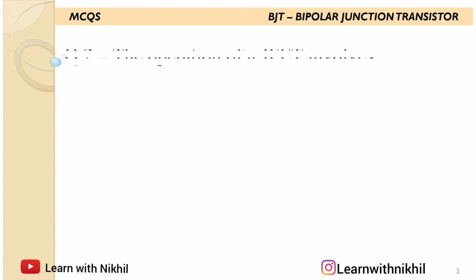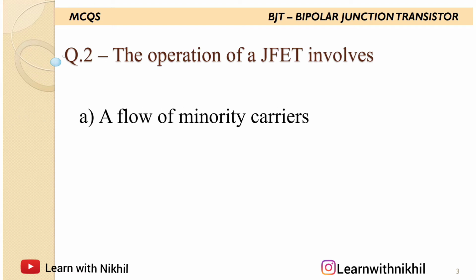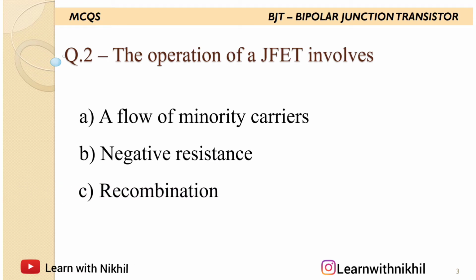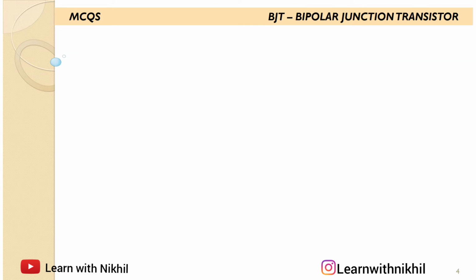Next question. The operation of a junction field effect transistor involves A. Flow of minority carriers, B. Negative resistance, C. Recombination, or D. Flow of majority carriers. And the answer is flow of majority carriers.